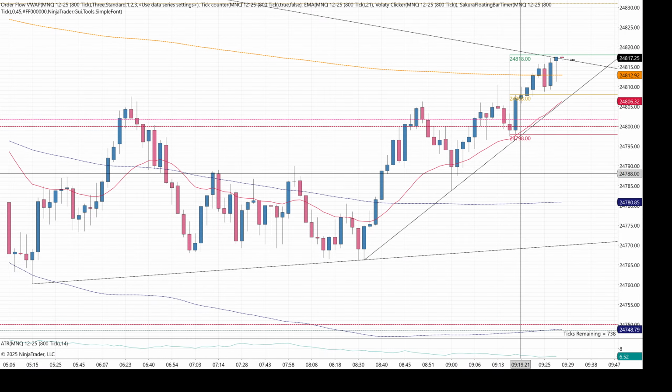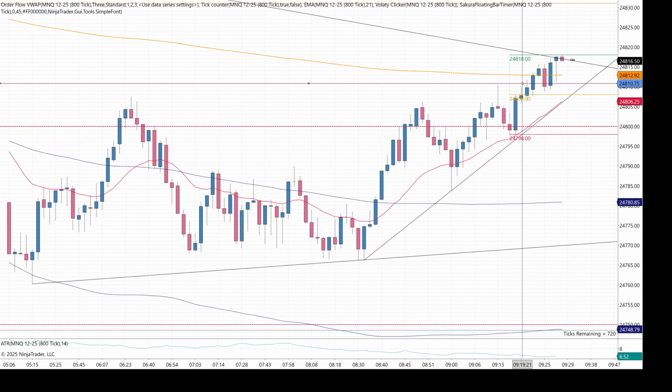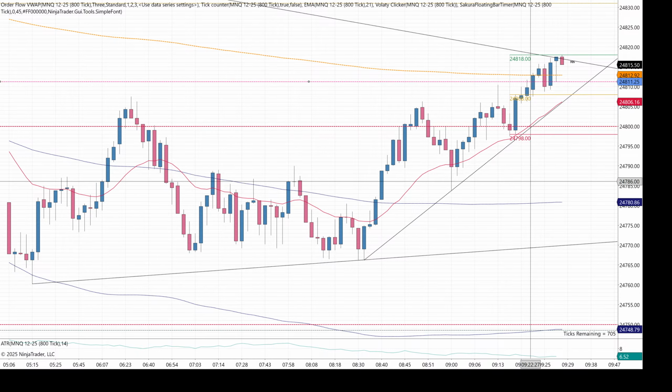Okay, we finally hit the target. We'll be keeping track of the runner right here.